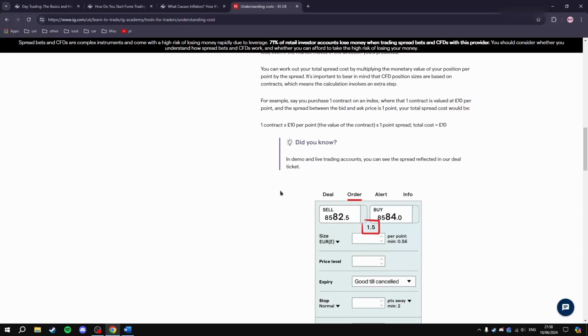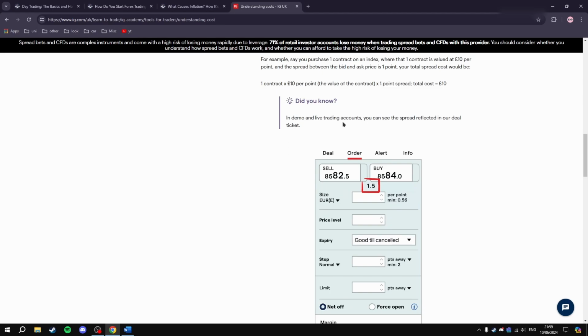You can work out your total spread cost by multiplying the monetary value of a position per point by the spread. It's important to bear in mind that CFD position sizes are based on contracts, which means the calculation involves an extra step. For example, say you purchase one contract on an index, where that one contract is valued at £10 per point, and the spread between the bid and ask price is 1 point. Your total spread cost would be one contract times £10 per point, times the 1 point spread, which is £10.